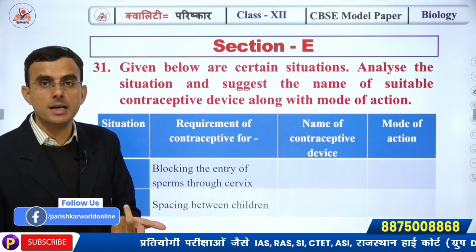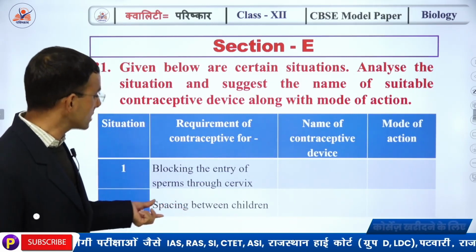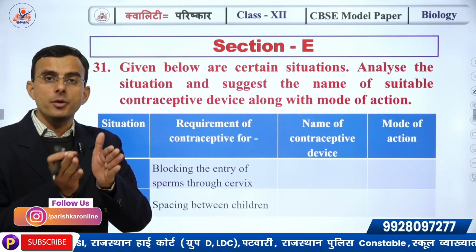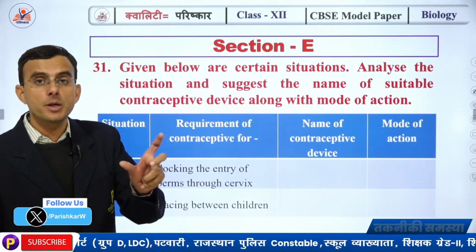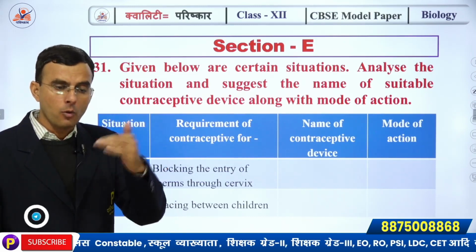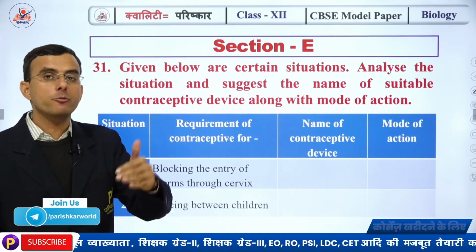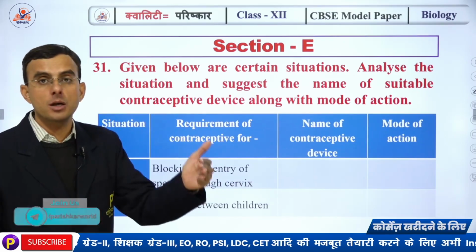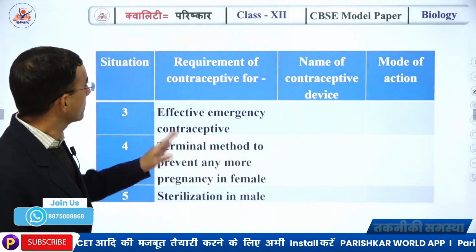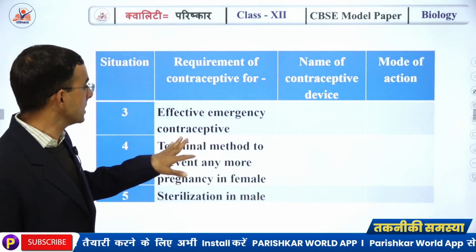Which technique do we have to utilize? The second one is spacing between the two children. We would like to create a space, an age difference, between two children. So what is the gap? How do we develop the gap between the two children? For that we have to develop a technique. What is that technique? The third one is effective emergency contraceptive.